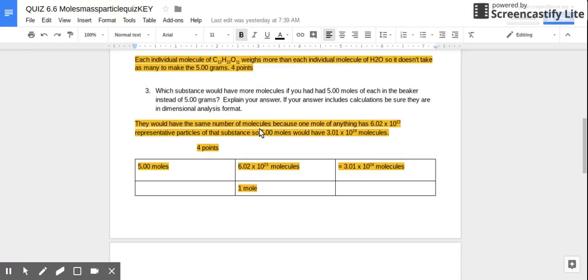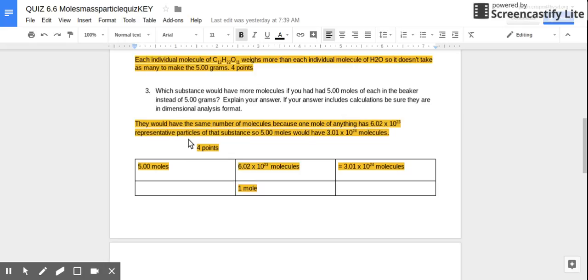If you didn't include exactly how many there would be in 5 moles, that's okay. If all you did was explain that they would have the same number of molecules because 1 mole of anything has 6.02 times 10 to the 23rd representative particles, that's okay. If you did show the math in order to be able to explain it, it would look something like this, and then this is the answer that you'd be looking for. So number 3 was worth 4 points.